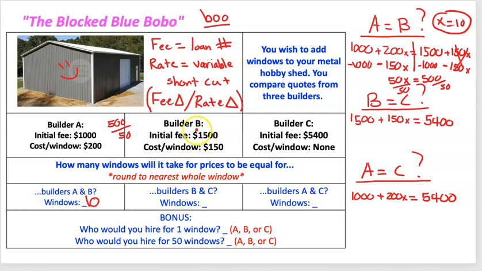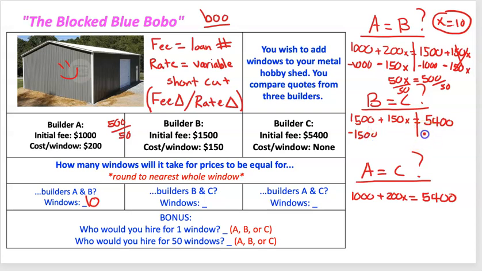All right, so let's do B and C. I already got the math set up. 1,500 plus 150x equals a flat fee. The reason they call this a flat fee is if you were to graph it, it's just a straight line. Nothing changes. Doesn't matter how many windows you buy, it's going to be this many. So let's do the algebra, then I'll also apply the shortcut.